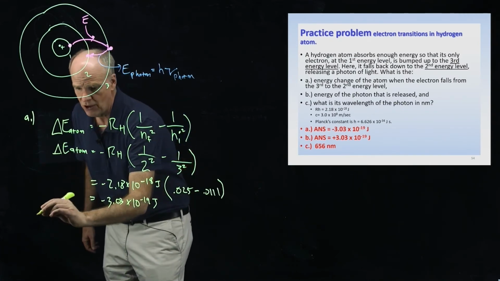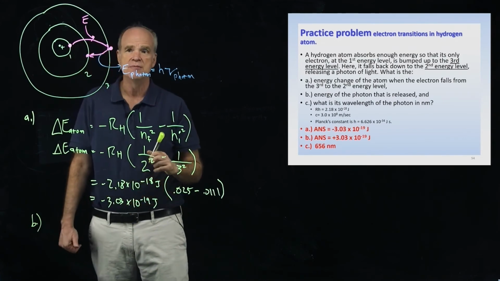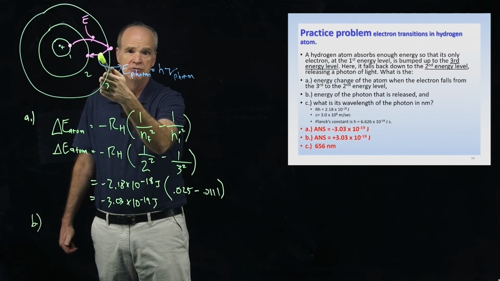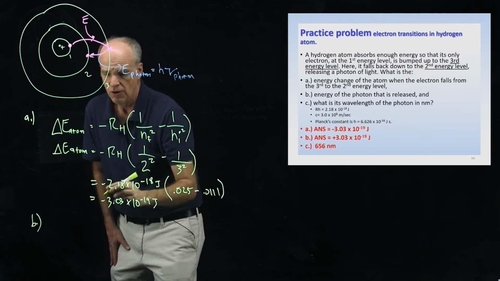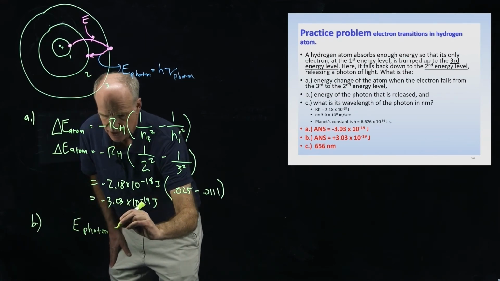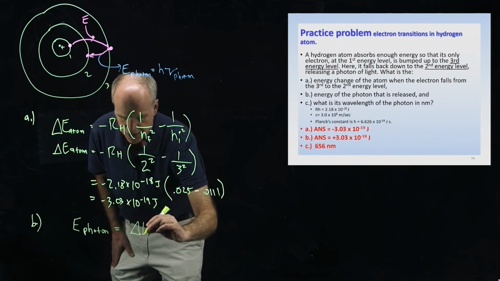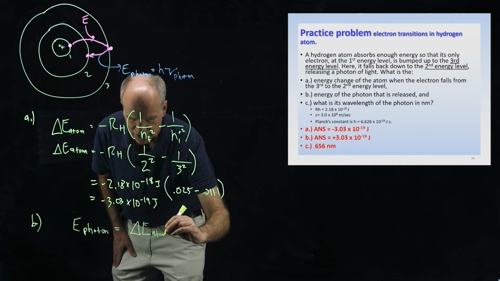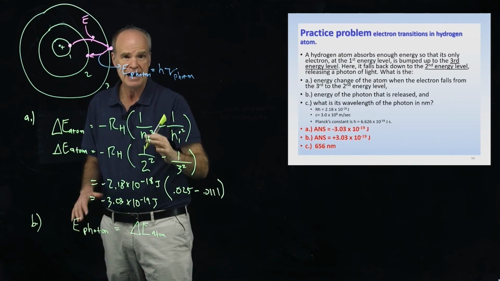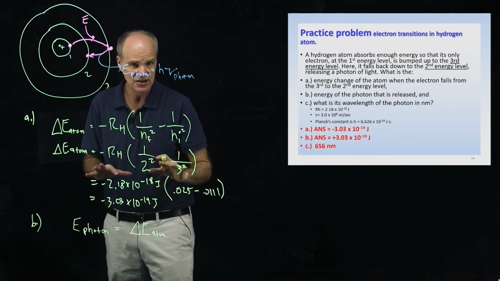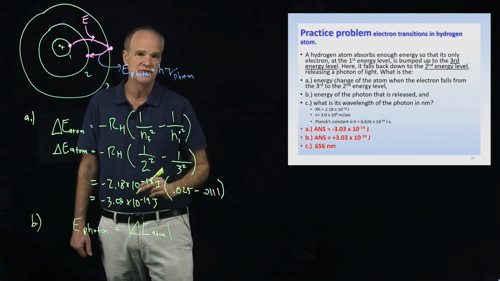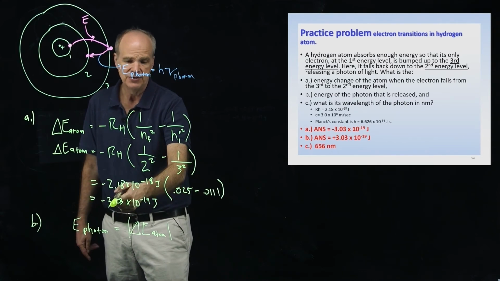Now, to solve part B, we just have to remember that any energy lost by the electron when it undergoes this transition will be gained by the photon. So what we do is remind ourselves that the energy of the photon is equal to the change of the energy of the atom. But importantly, any energy lost by the electron must be gained by the photon, so we have to switch the signs. And so probably the easiest way to handle that is to just take the absolute value of the change of energy of the atom.